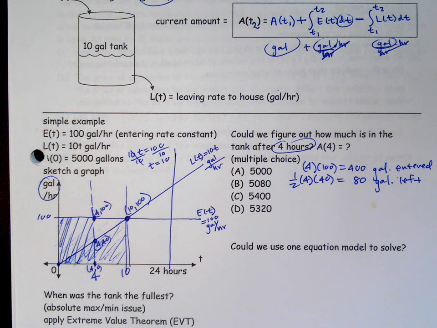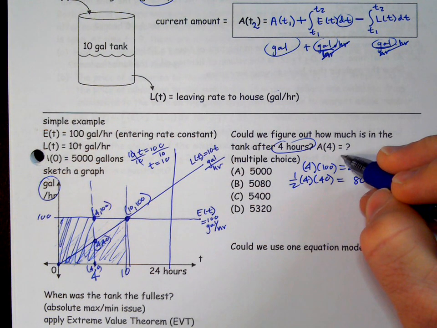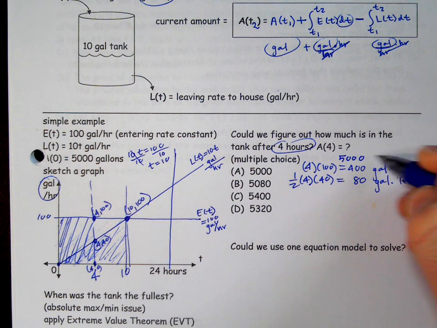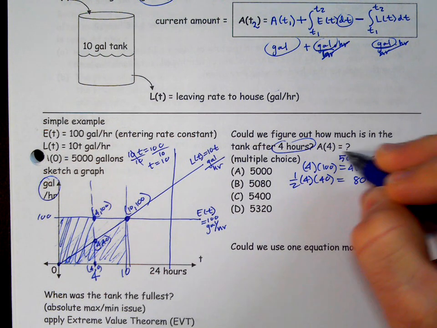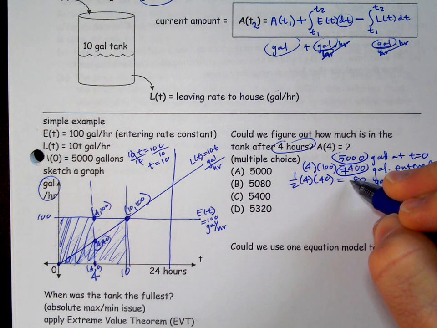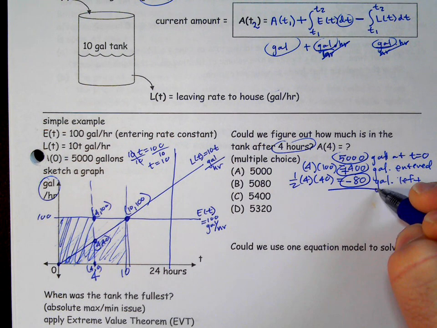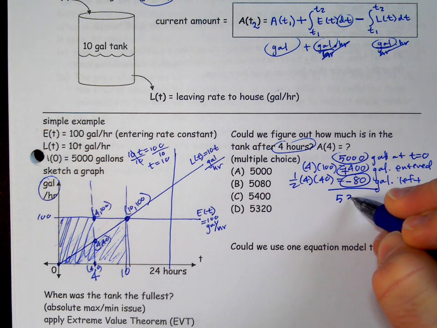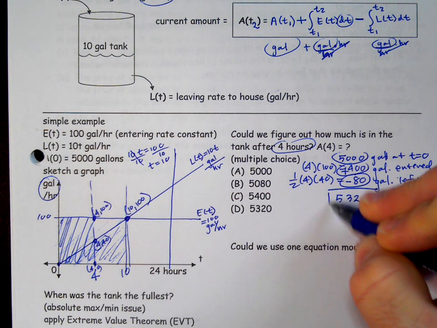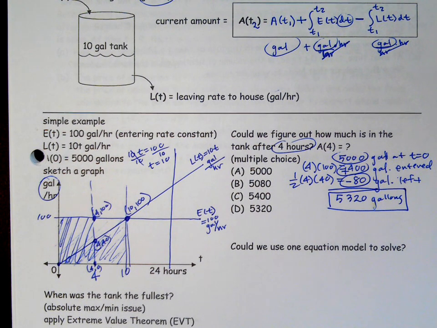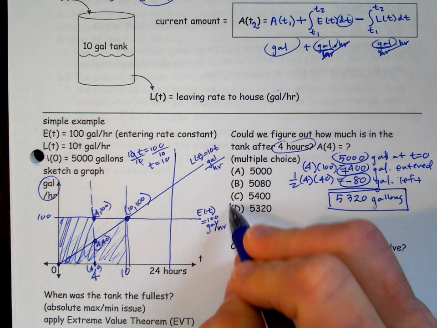But we also need to consider how much was in the tank to start with. So there was 5,000 gallons at time equals 0. So we have 5,000 gallons. We're going to add 400 gallons, but then we've got to subtract 80 gallons. So that's going to be 5,320 gallons total. Okay? So that would be our answer.